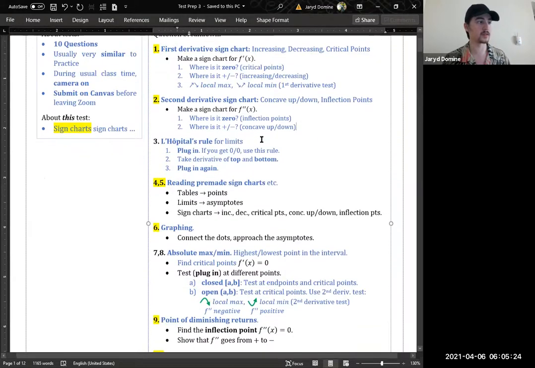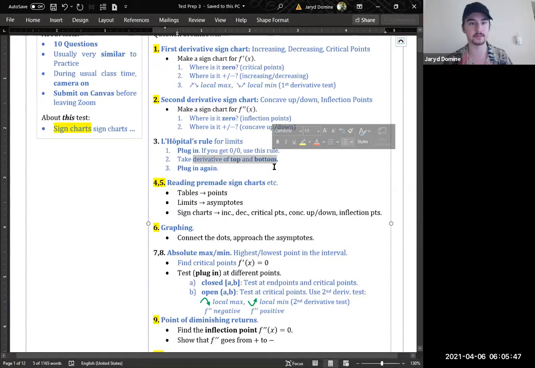Okay, number 3 is L'Hopital's rule. Very simple. There's a condition for it: you have to get 0 over 0. So we're taking a limit, right? We plug in, that's the first step. If we get a 0 over 0, then we can use L'Hopital's rule. All the rule is that we take the derivative of the top and the bottom, and then we plug in again. It says the limit is the same if you take the derivative of the top and bottom.